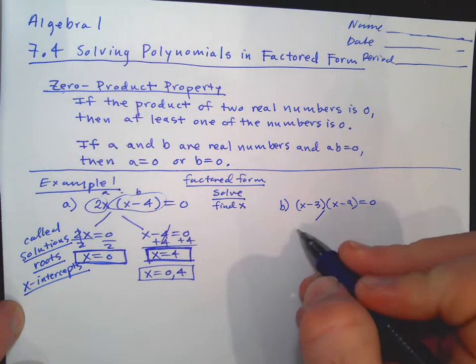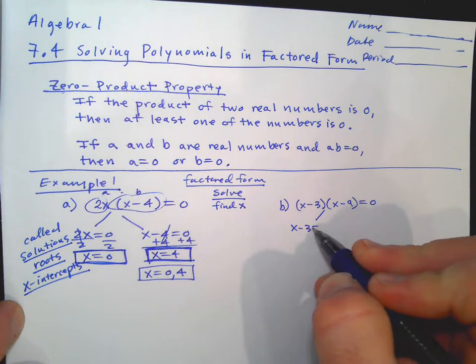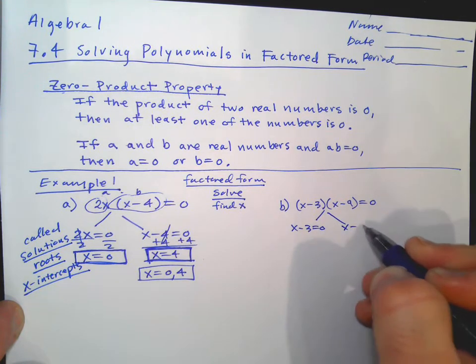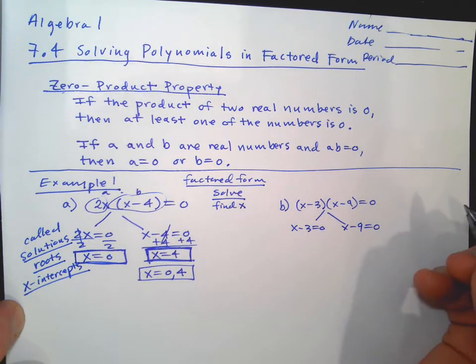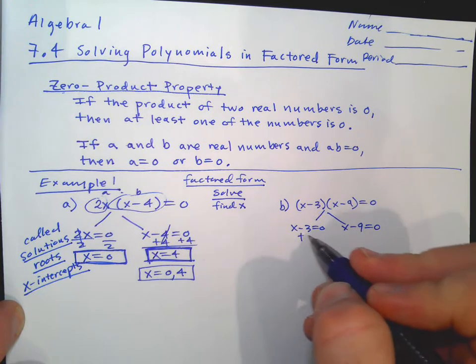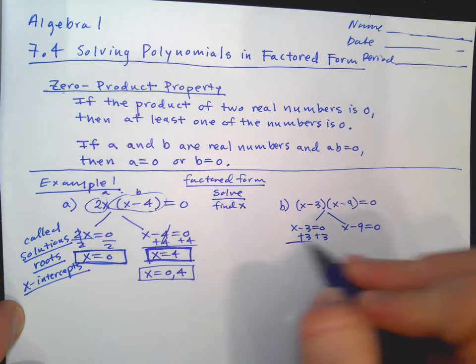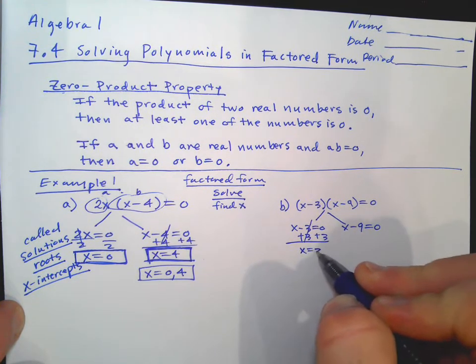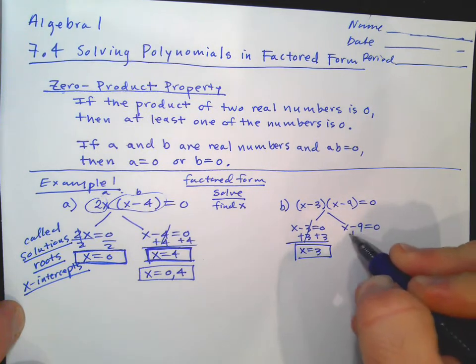Okay, same thing here. x - 3 = 0. x - 9 = 0. And then you solve the very simple equations. Add 3, show your work. Add 9.